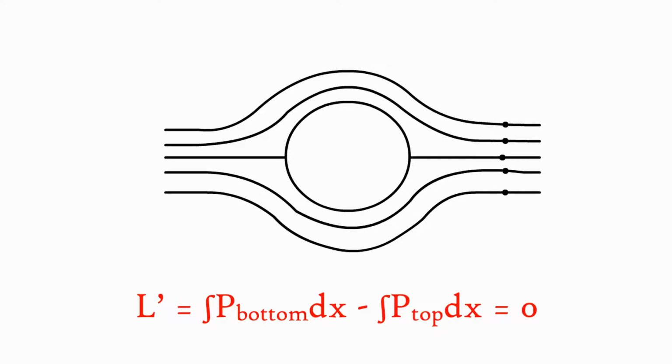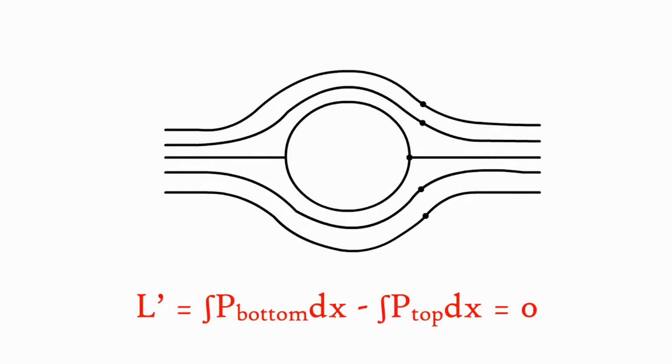And notice that it's lift prime, L prime. That's the lift per unit span because we're in a two-dimensional problem here. And carrying out this integration is not difficult, but it does require a lengthy expression, so I'll just give you the end result here: when you carry out the integration, all the terms cancel and the lift is 0.